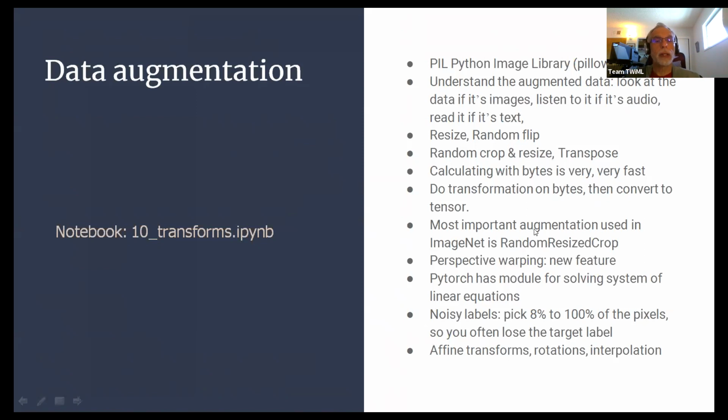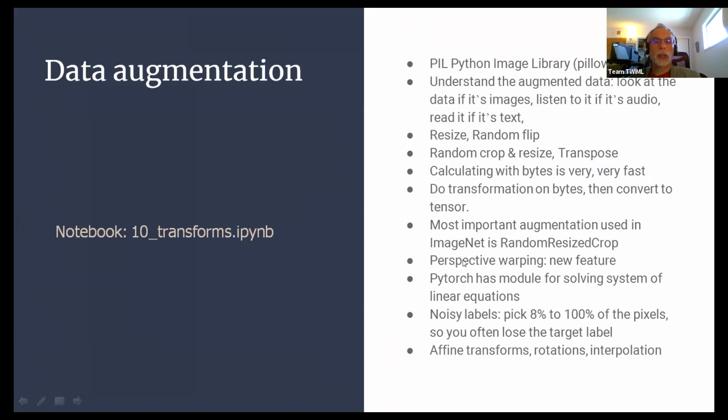And then finally, he talks about affine transformations and rotations and interpolation. Rotations are easy to understand. You just take the image and rotate it 45 degrees or 30 degrees or 90 degrees. That's a major form of augmenting images. And he shows how rotations can be done with a matrix multiplication, which is kind of cool.